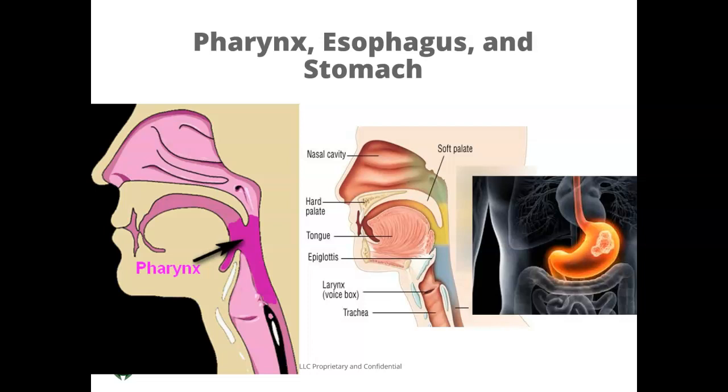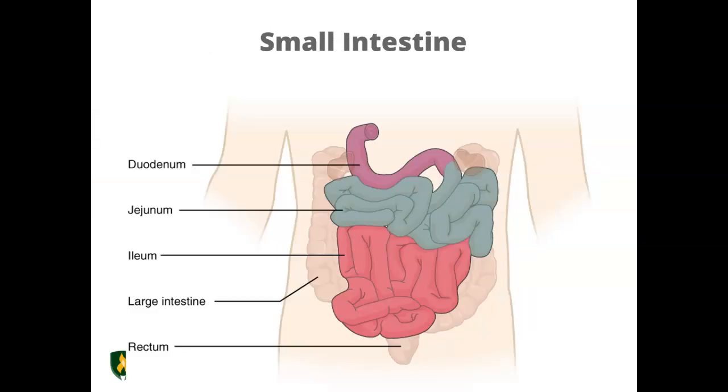The food is propelled through the entire GI tract through a process called peristalsis, which is coordinated and rhythmic muscle contractions. From the stomach, we now lead into the small intestine. The small intestine is a coiled 20-foot long tube that begins at the pyloric sphincter and ends at the large intestine. Digestion is completed in the small intestine, with the help of the enzymes and secretions from the pancreas and the liver.